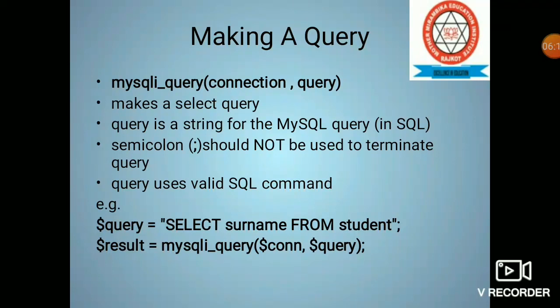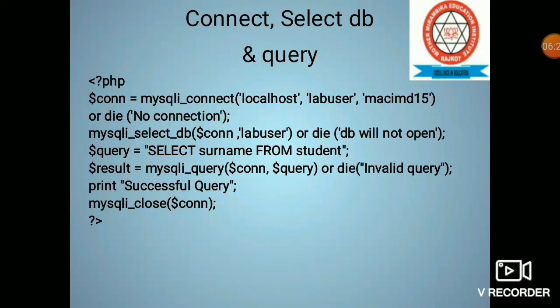$result equals mysqli_query. Again, this function requires two parameters. One is the connection variable, that is $con, and second is the query that you want to execute. The whole example is given below. PHP tag started, $con equals mysqli_connect. This is used to create the connection, or the die function will execute if any error occurs, and it will stop the PHP script's execution.